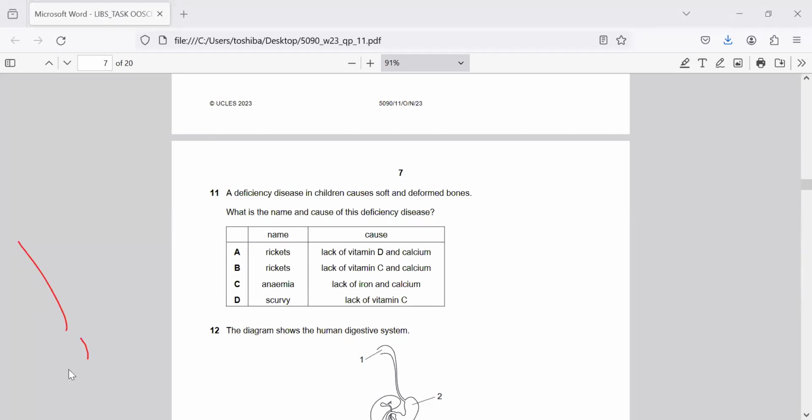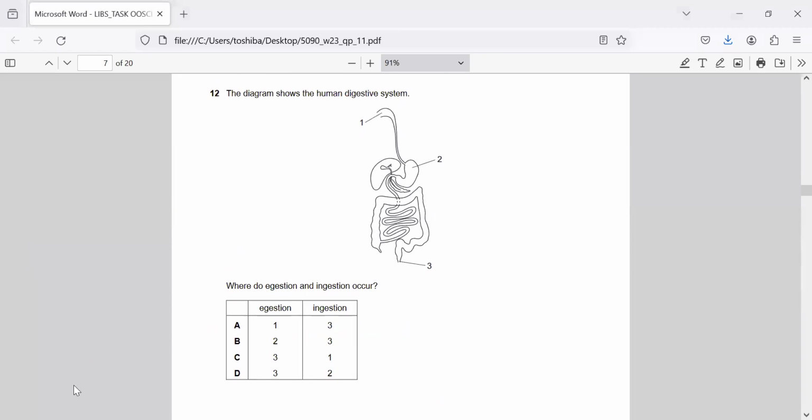Okay, this is question number 12. The diagram shows the human digestive system. This is the diagram. Where do ingestion and egestion occur? We have to identify where ingestion and egestion occur. Ingestion occurs in 1 and egestion occurs in 3. So option C is correct, as egestion is 3 and ingestion is in 1.